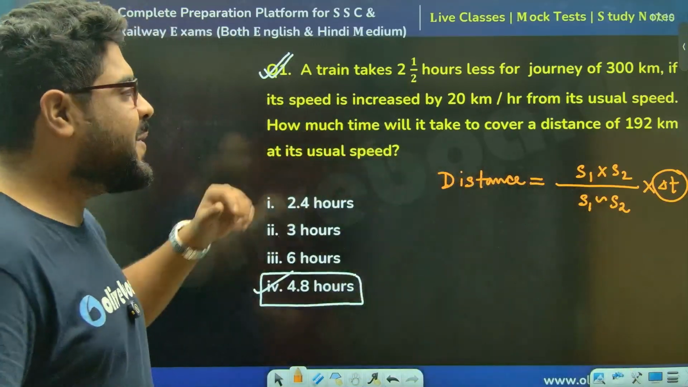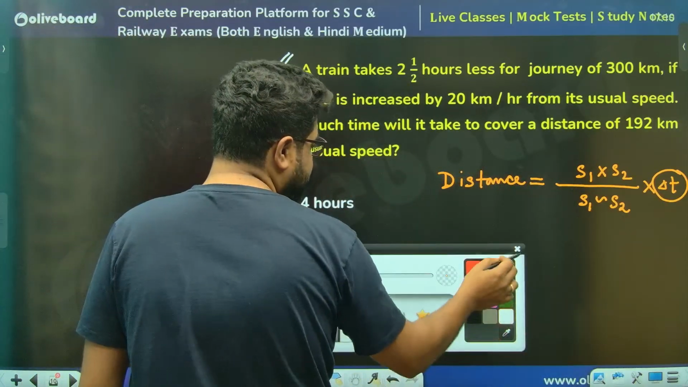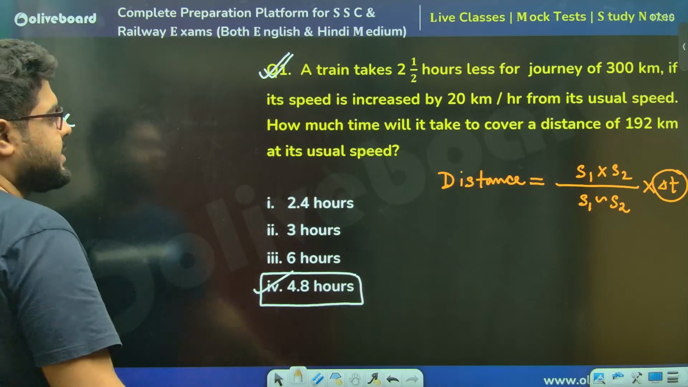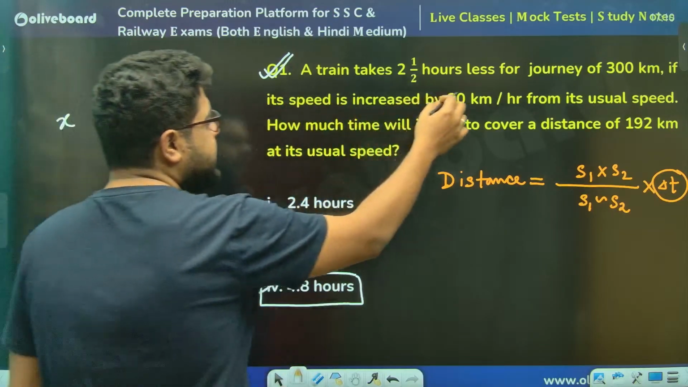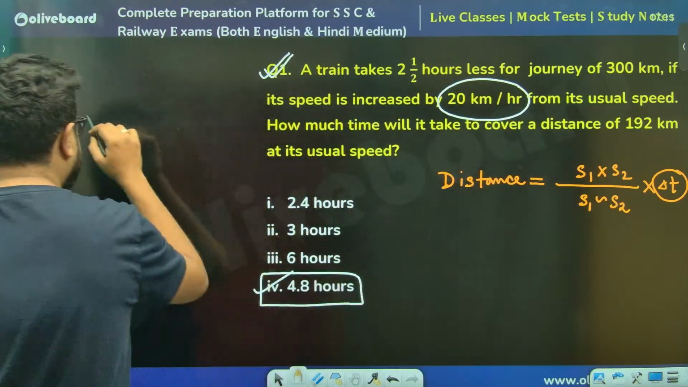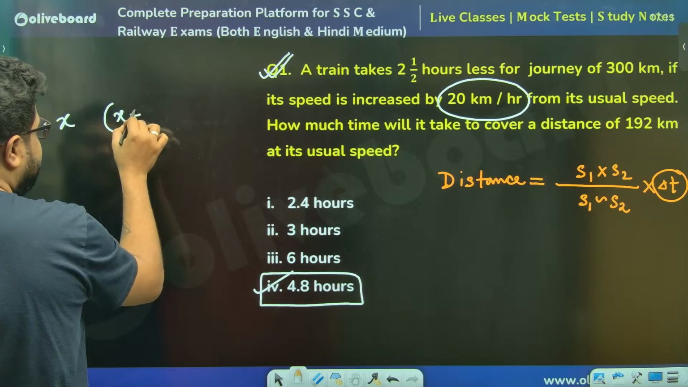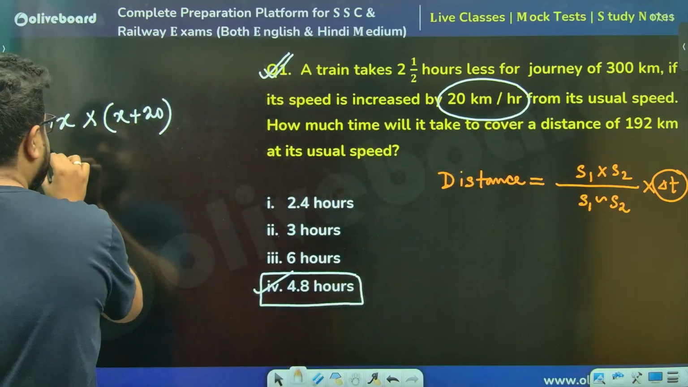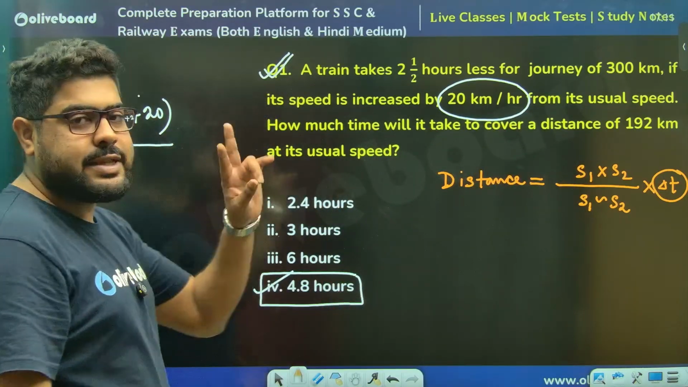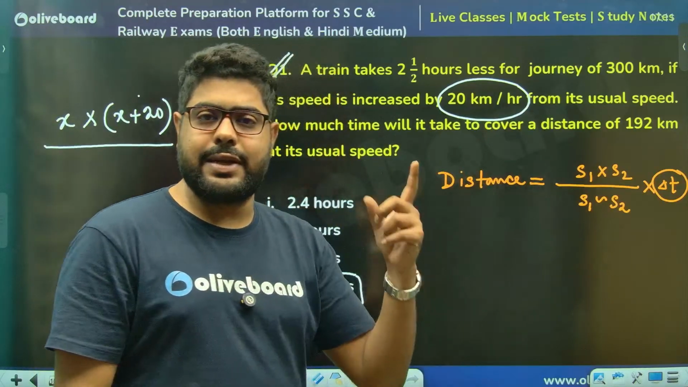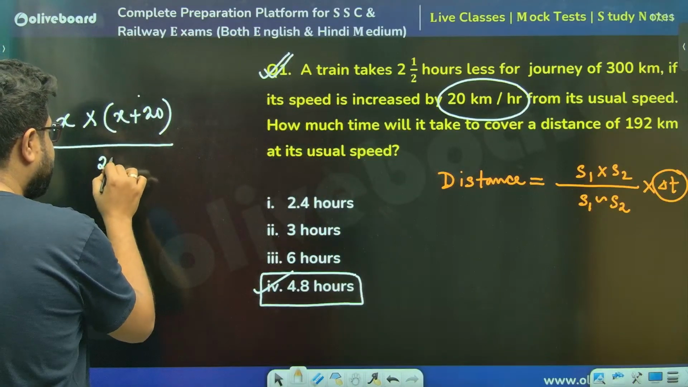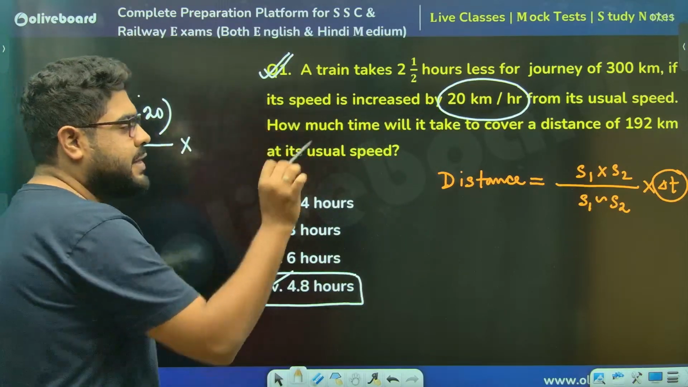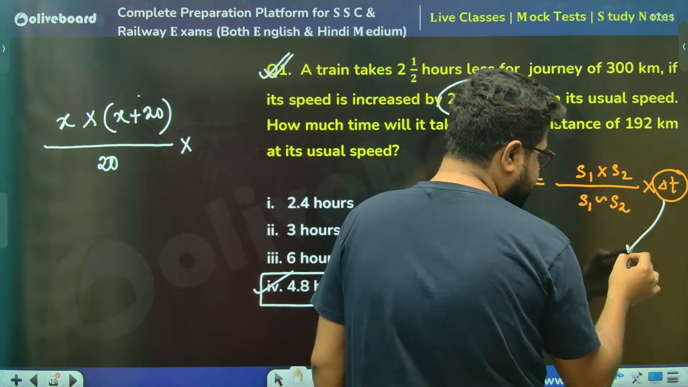If you use this formula, you can say, I don't know the usual speed. Let's take the usual speed to be x. The next speed is increased by 20, so S1 is x and S2 is x plus 20. The formula says S1 into S2 divided by the difference between the two, always the positive difference. I have not written S1 minus S2. The difference is 20, because it is a 20 kilometer increase, into delta T, the time difference.